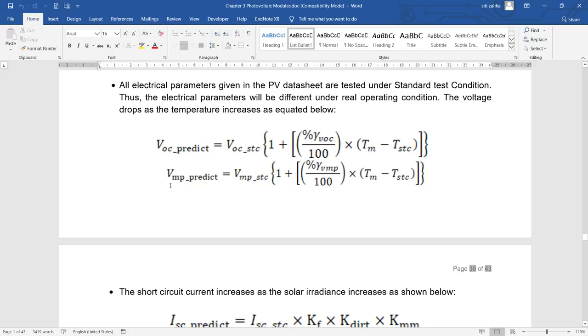To predict the voltage at maximum power under real operating condition, VMP ROC equals VMP STC multiplied with the temperature factor for VMP, which is 1 plus gamma VMP. This is in percentage, so we divide by 100, multiplied by module temperature minus T STC, which is 25 degrees Celsius.